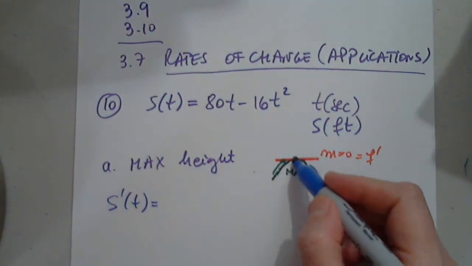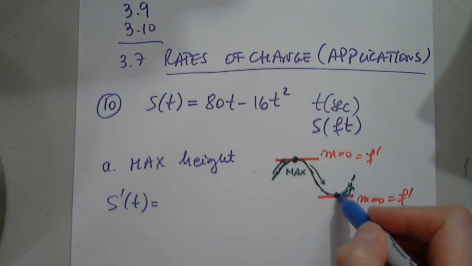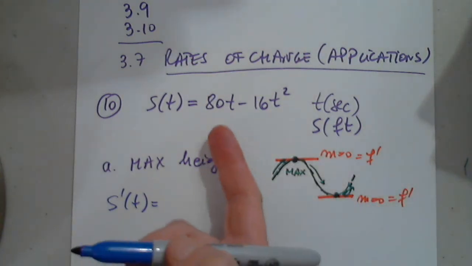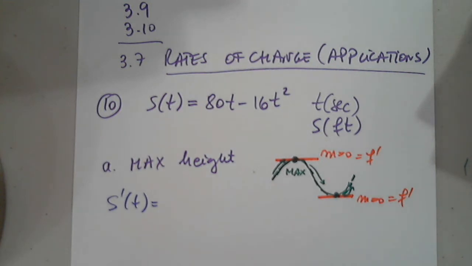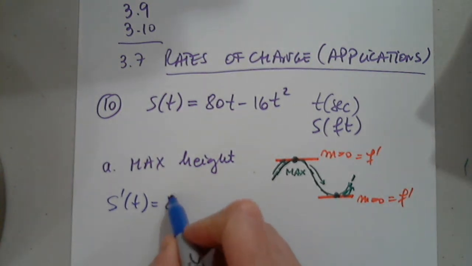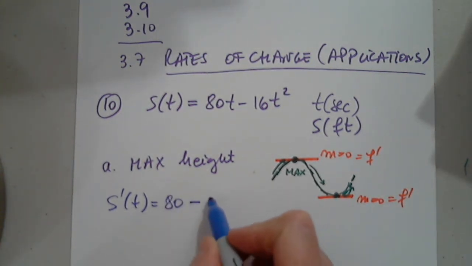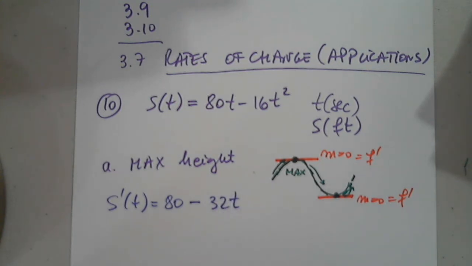Exactly. To find where the maximum or minimum exists. Okay, can anyone differentiate this for us? It's going to be 80 minus 32t. That's it. Now I set this equal to 0.